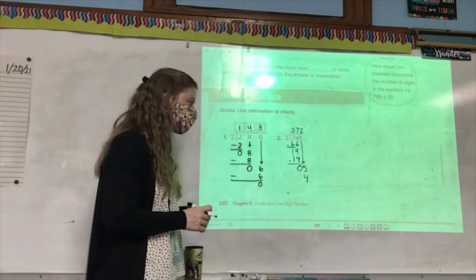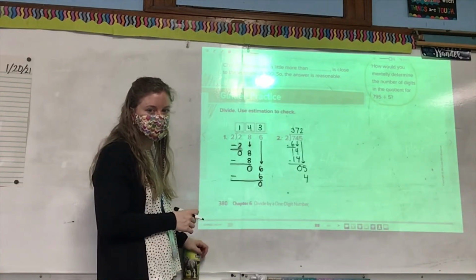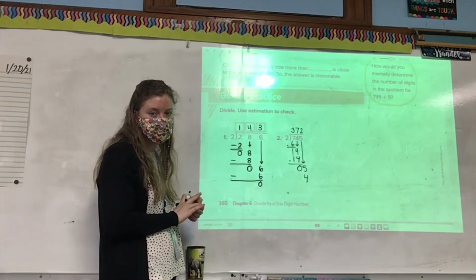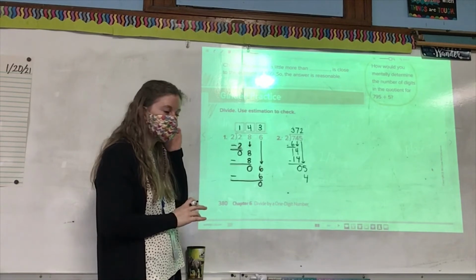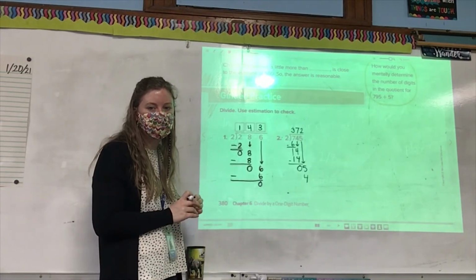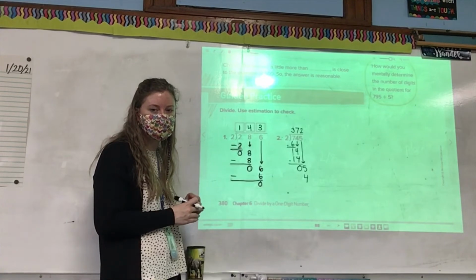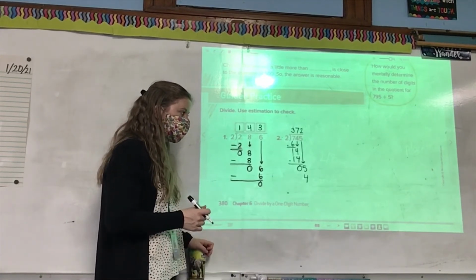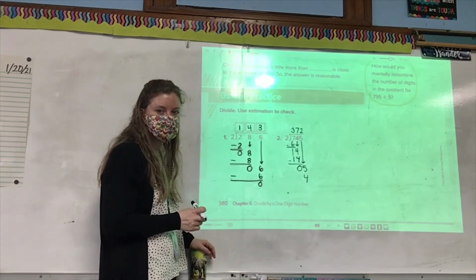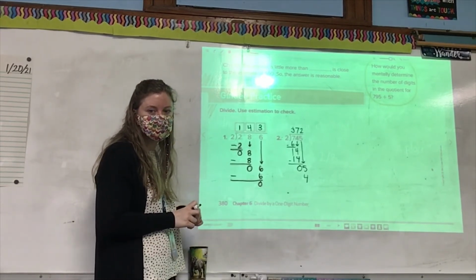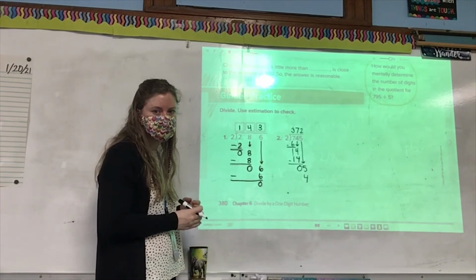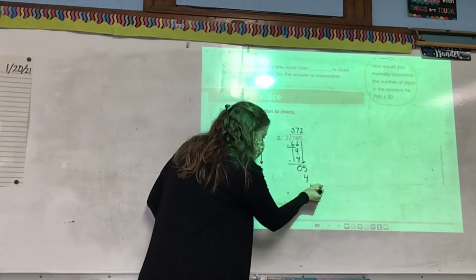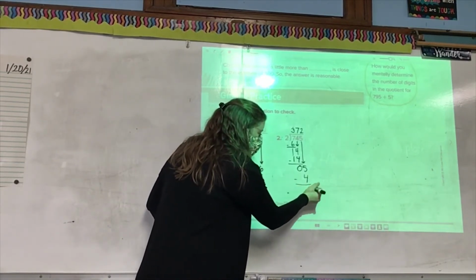You have it on your page. We're subtracting the answer to our multiplication problem from our new dividend. What are we doing in numbers? We do 5 minus 4. 5 minus 4, which equals? 1.